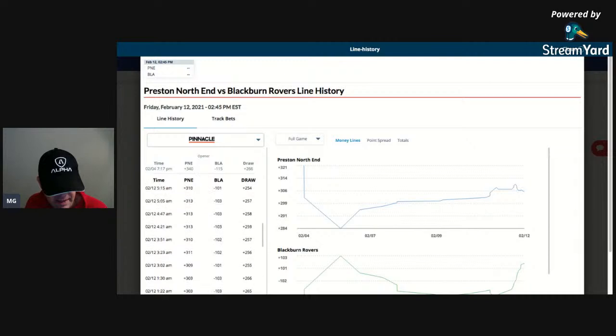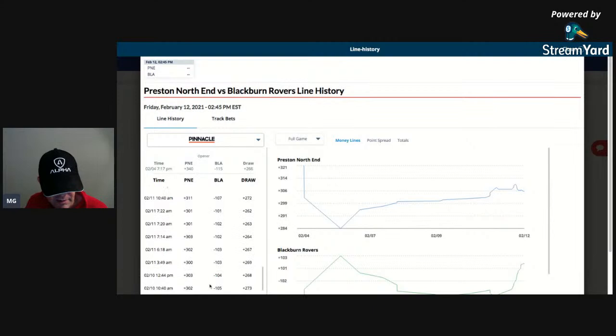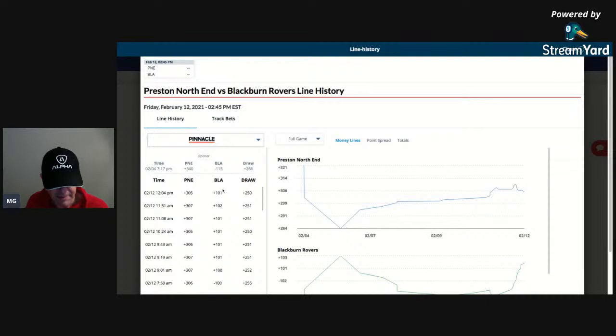If we scroll back, you can see the line moved in the last 24 hours. They were at plus 105, and now they're all the way down to plus 101. However, there is value there. The draw line is 266. It went down to 250, so the line movement favors the draw there. And of course, Preston, the line has moved from 340 down to 305. So we do have value with Blackburn.